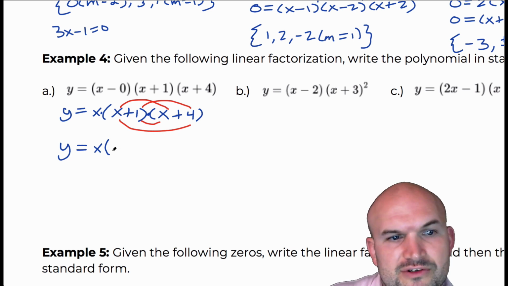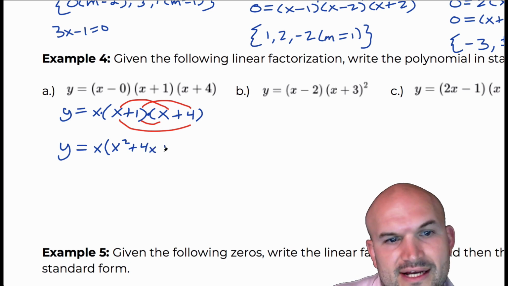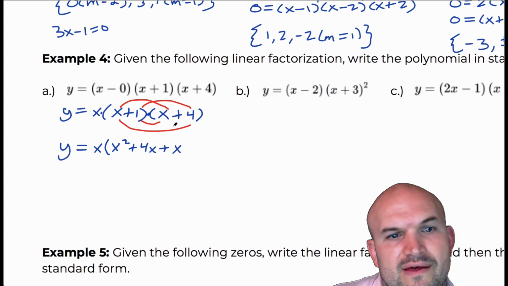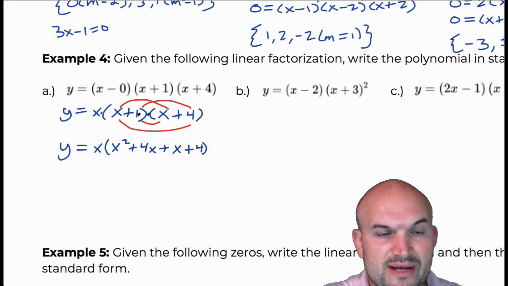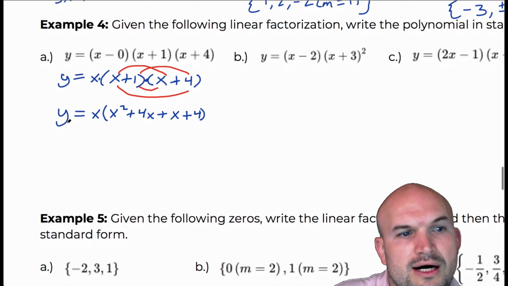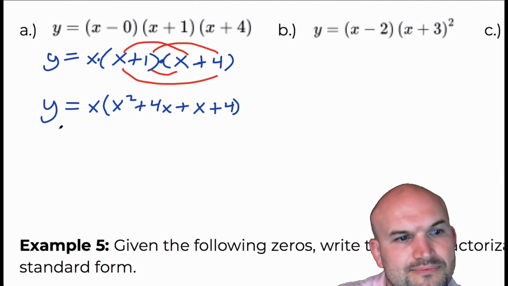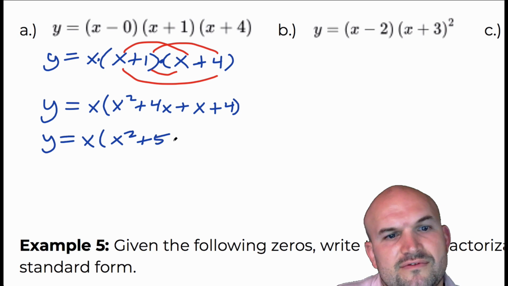So x times x is going to be x squared. x times 4 is 4x. 1 times x is just 1x, or we can just write that as an x. And then 1 times 4 is going to be a positive 4. And again, the nice thing about this is since we have the same linear binomials, we know that our middle terms are going to combine here. I'm going to zoom in one more time. So therefore, we'd have y equals x times x squared plus 5x plus 4.